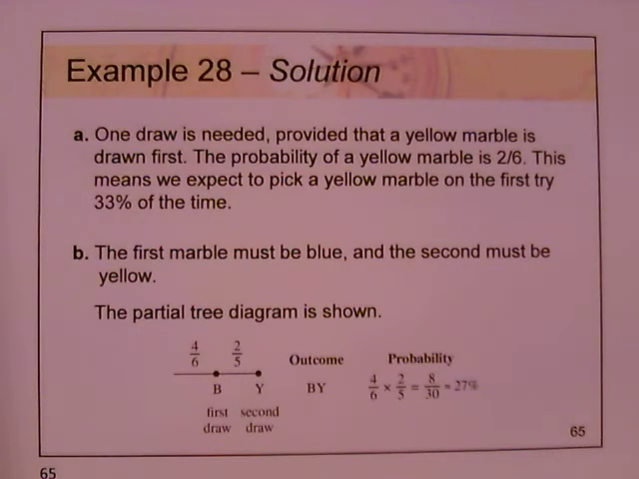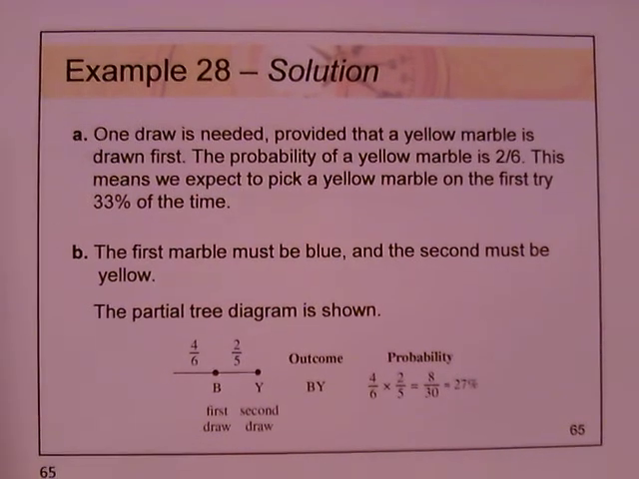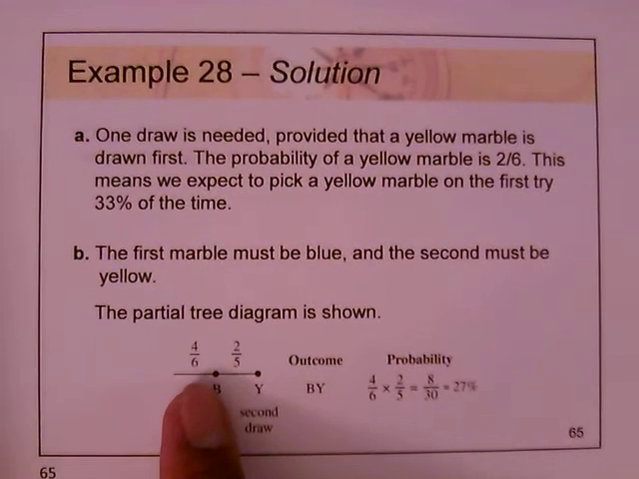And in part B, as you can see here, the first marble must be blue. Exactly 2 draws are needed. So that means the first marble has to be blue, and then the second will have to be yellow. And this is what the partial tree diagram looks like. So here, the first marble is going to be blue.